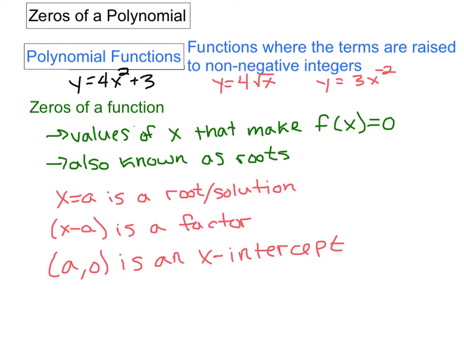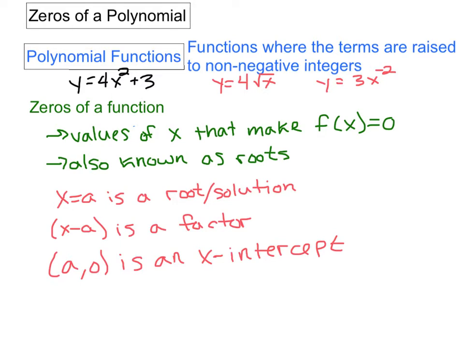Zeros of a function are values of x that make the function equal to 0. These are also called roots, and these are all pretty much saying the same exact thing. x equals a is a root or solution, same thing. We can write them as factors of a polynomial. So if a is a root or solution, x minus a is going to be a factor. And last but not least, if it is a root or solution, the x-intercept is going to be the point with the value of x and 0.